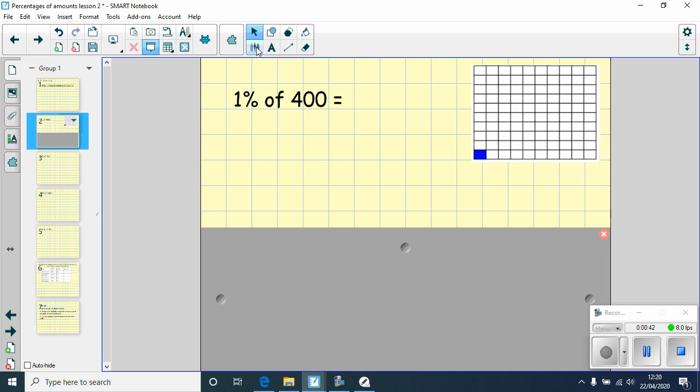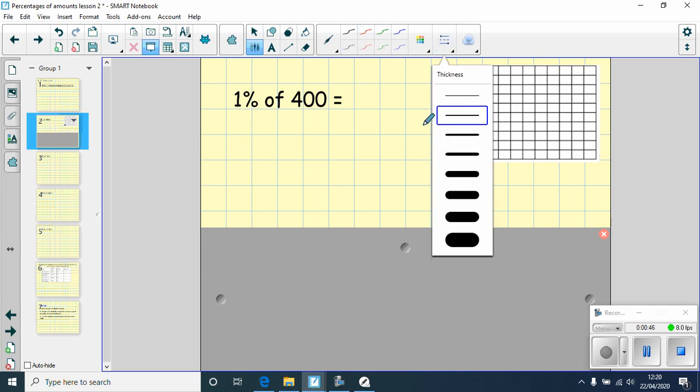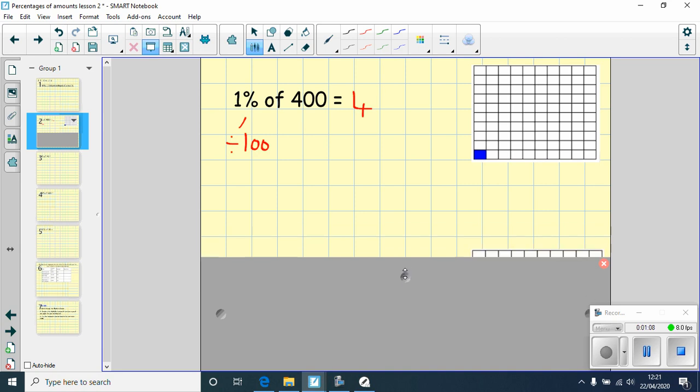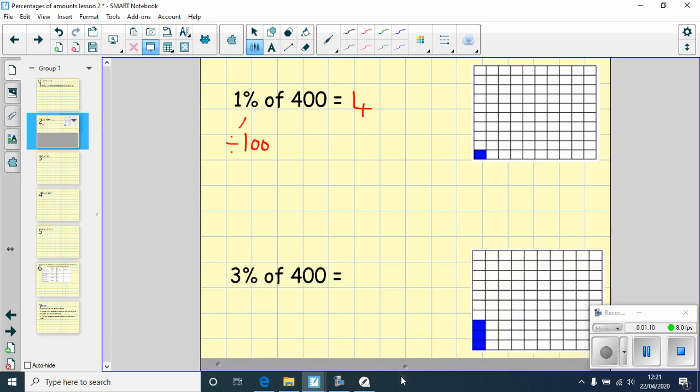So to find 1%, what we need to do is divide it by 100. And the reason we divide it by 100 is because there's 100 of those one squares there. So to find 1%, we would divide by 100. So 1% of 400, well, 400 divided by 100 is 4. So that's 1%.